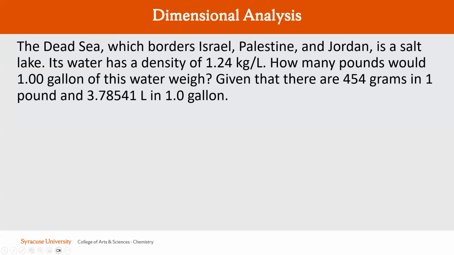Right? So we're given this information about the density of the water, 1.24 kilograms per liter. We're asked to find out how many gallons this water would weigh. And we know there's 454 grams in 1 pound, and they tell us how many liters are in a gallon, right? So how would we start? Where would we start this problem?